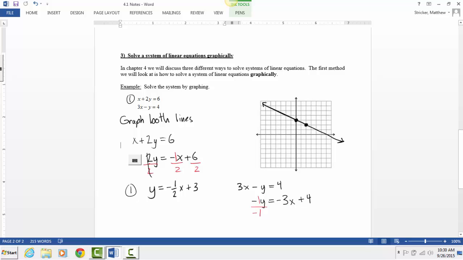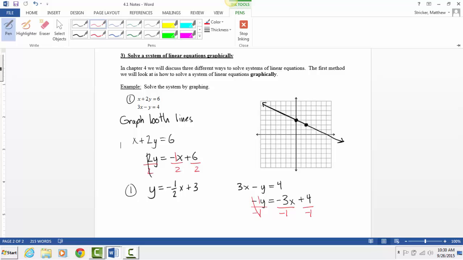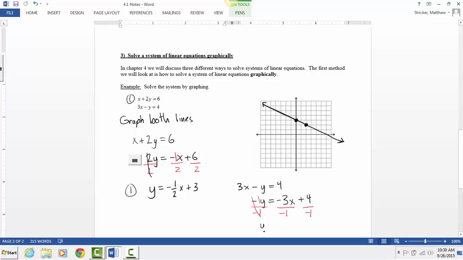Just like in the first equation, we divided everything by 2, so we divide by -1. When I do that, -1 cancels on the left side, and we get just y. -3 divided by -1 is positive 3x, and 4 divided by -1 is -4. So this one has a y-intercept at -4 and a slope of 3. We can think of this as 3 over 1, so we're going to rise 3 and run 1.